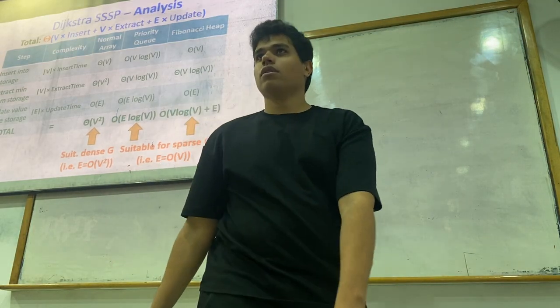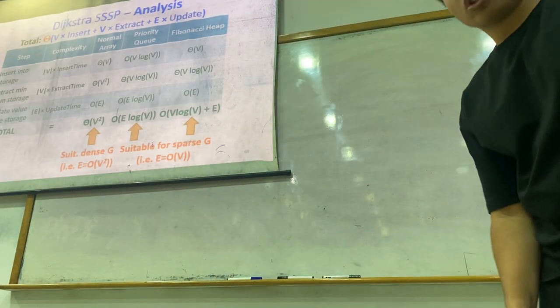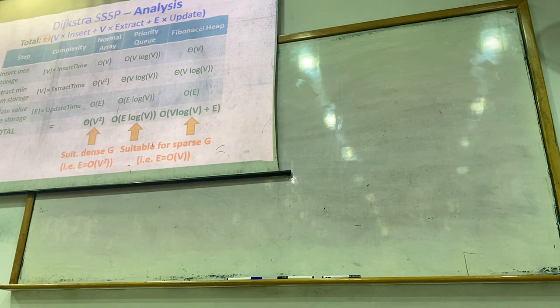array. While if it is sparse, it is better to go with a priority queue or Fibonacci. Did you get it? Do you have any question? Okay, so for summarization, Dijkstra is very, very efficient in getting the shortest path starting from a single source to any other vertex in the graph.